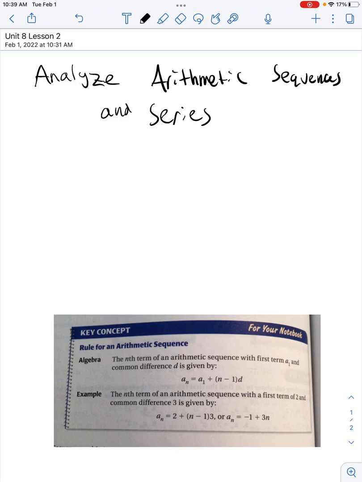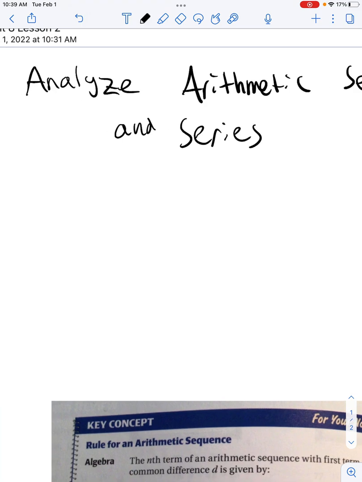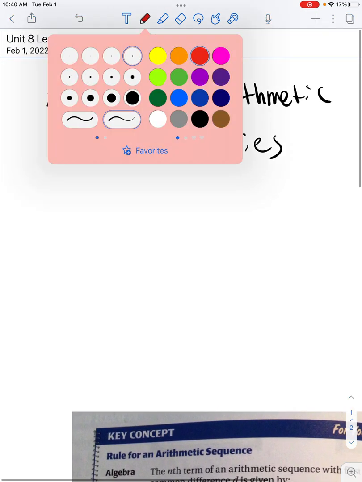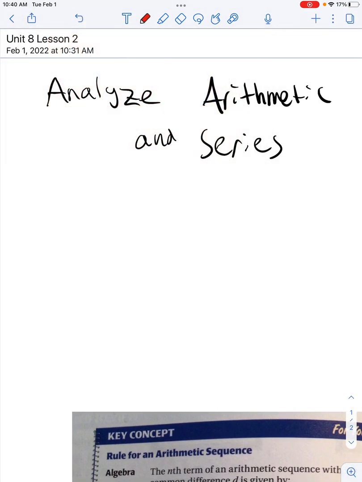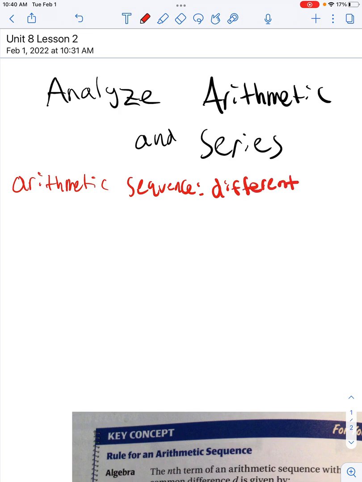All right, here we go. Unit 8, Lesson 2. We're going to look at analyzing arithmetic sequences and series. So in an arithmetic sequence, the difference is constant. So the difference between terms is constant.